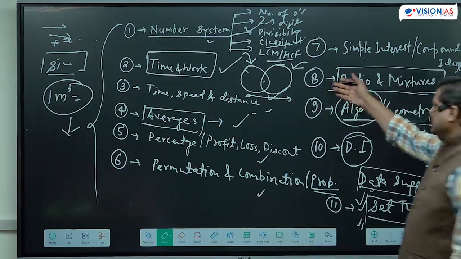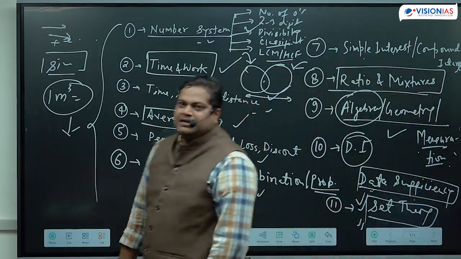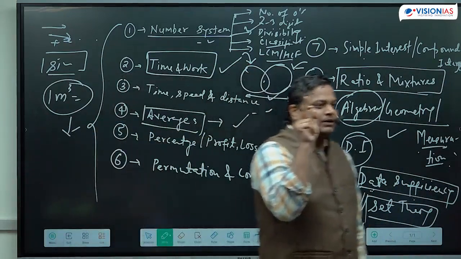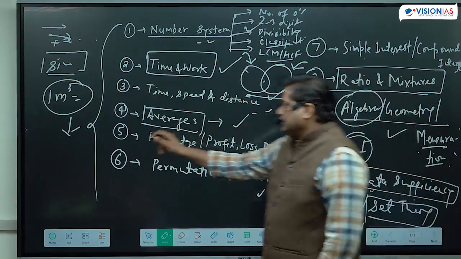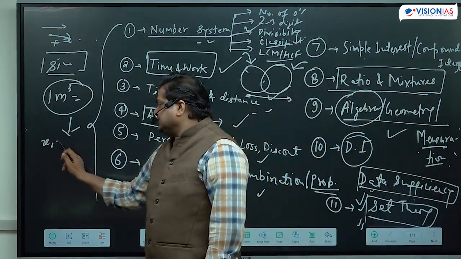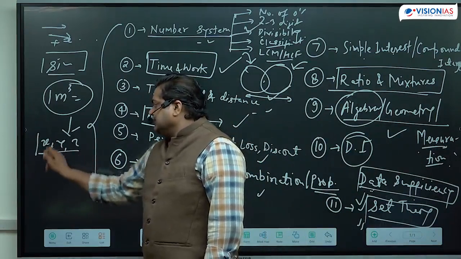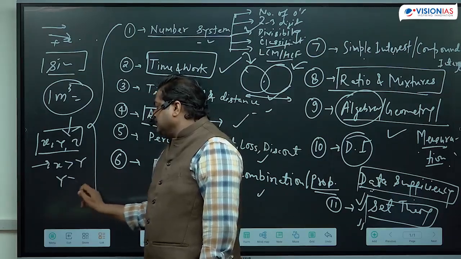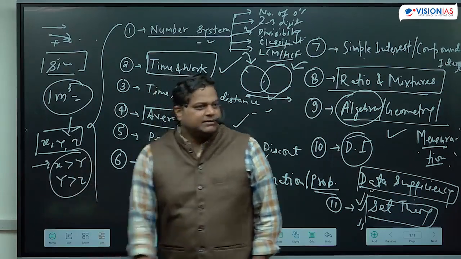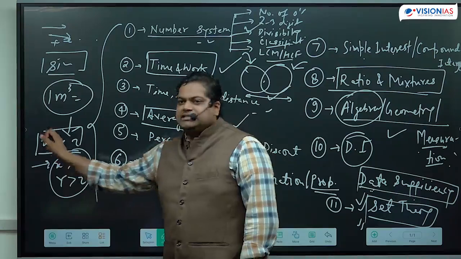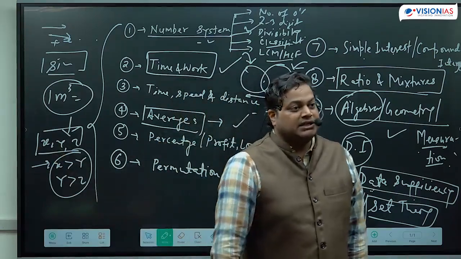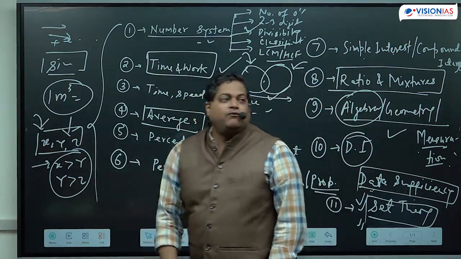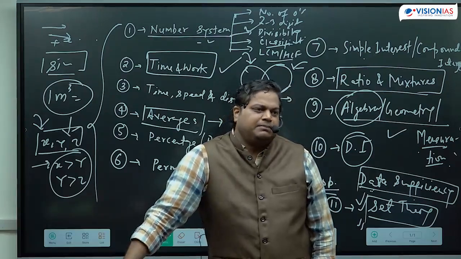Inequality will be there in the number system itself. In number system, largest number, smallest number, this way they are framing questions. They ask questions this way, like we are going to apply algebra x, y, z. They are going to provide us some relation. X is greater than y, y is greater than z. Then they will ask which one is the biggest, which one is the smallest, or what will be the value of the biggest number. So inequality we can apply there.